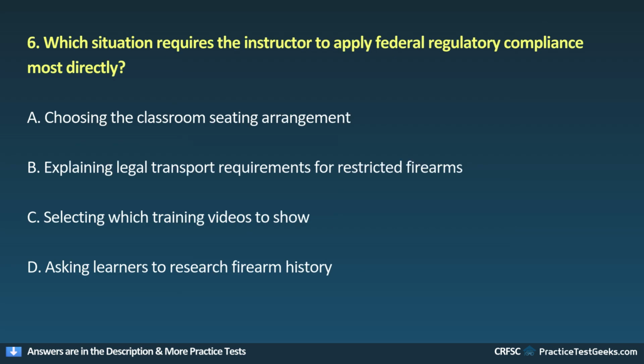6. Which situation requires the instructor to apply federal regulatory compliance most directly? A. Choosing the classroom seating arrangement. B. Explaining legal transport requirements for restricted firearms. C. Selecting which training videos to show. D. Asking learners to research firearm history.